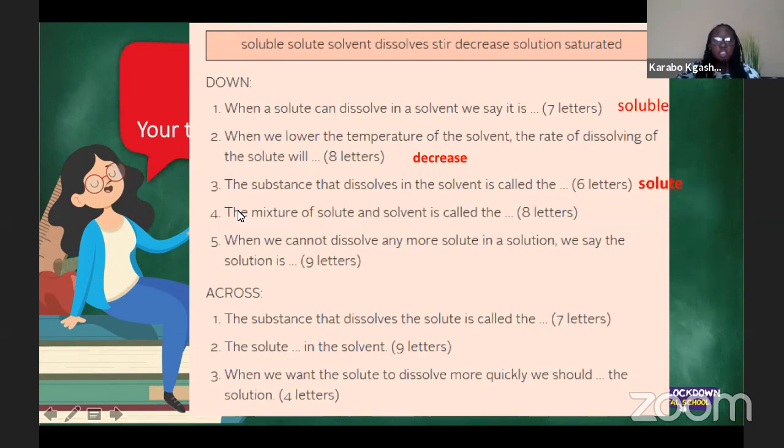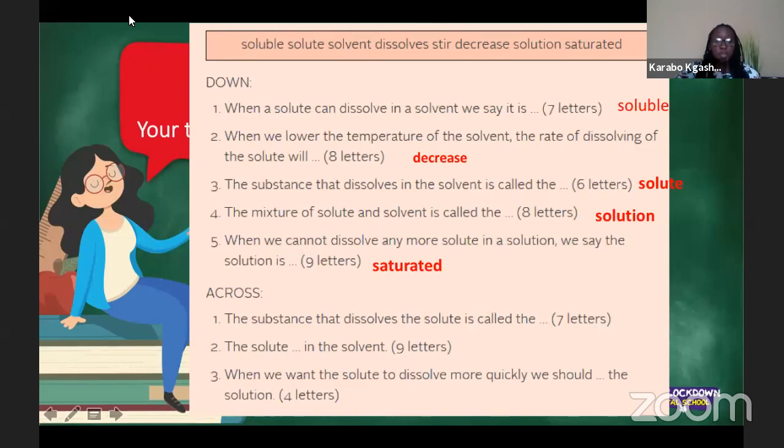Number 4. The mixture of the solute and the solvent is called the solution. Ashley, thank you so much. Hanro, Lwazi, Saad, and it goes on, Untadile. All right, well done, guys. It is called the solution. Number 5, when we cannot dissolve any more solute in a solution, we say the solution is saturated. Well done, Anirudh and Skudre and Tato. Excellent answers. All right, we say it is saturated.